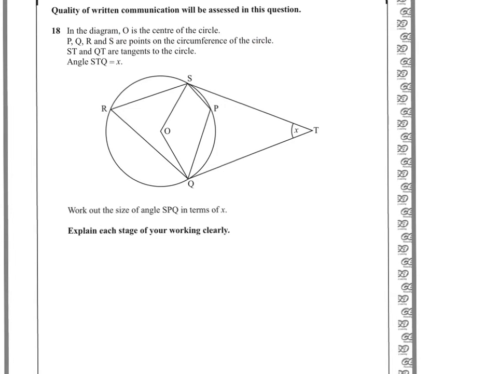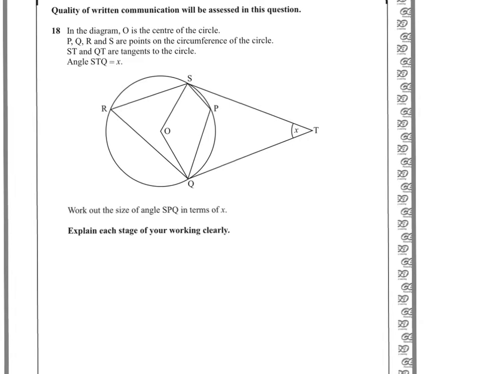So P, Q, R and S all lying on the circumference of a circle makes that a cyclic quadrilateral. And we know the rules on cyclic quadrilaterals: opposite angles in a cyclic quadrilateral add up to 180. And the same with these two. ST and QT are tangents to the circle, so these two lines are equal in length, and because they are tangents to the circle, the tangent always meets the radius at right angles. So all of that information will help us with finding the angle we've been asked to find, which is SPQ.